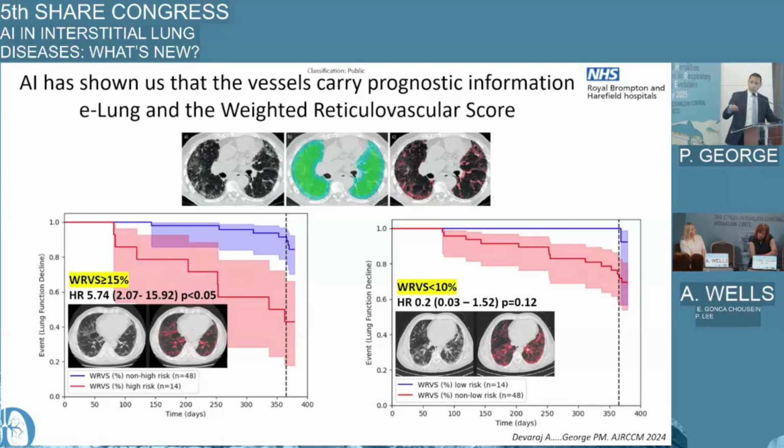If you have a score of 15% or above, you can see on the left-hand side, patients lose lung function very quickly. Over the course of 52 weeks, these patients are all losing lung function. Whereas on the right-hand side, if you have a WRVS of less than 10%, patients remain stable. And this allows us to start thinking about how we can consider this imaging biomarker when we want to predict and prognosticate for an individual patient. You can see these are quite small numbers, 60 patients, 50 in one arm, 15 in the other. And even with small numbers, you're able to show significant separation, albeit with fairly wide confidence intervals.